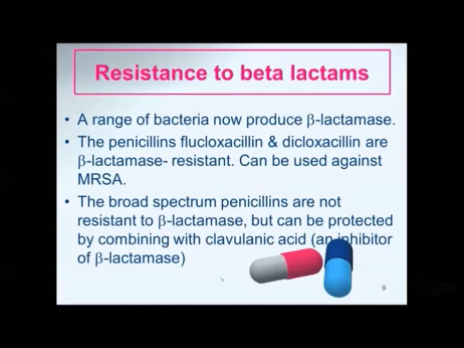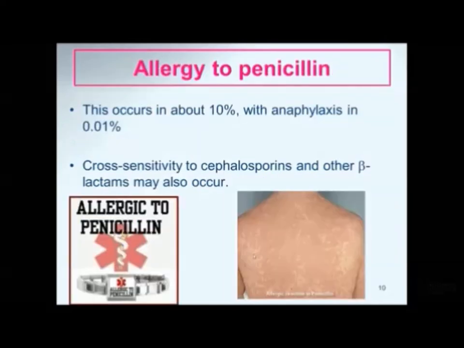So very often, if you're using the broad-spectrum penicillins which have no protection against beta-lactamase, they will be combined with clavulanic acid, which will give them protection against beta-lactamase by inhibiting the enzyme. So there's a couple of different ways to evade this beta-lactamase and therefore reintroduce activity of the penicillins. One by using flucloxacillin and dicloxacillin, or by combining clavulanic acid with the penicillins that are not resistant to beta-lactamase. So we're fighting back a little bit on that front.